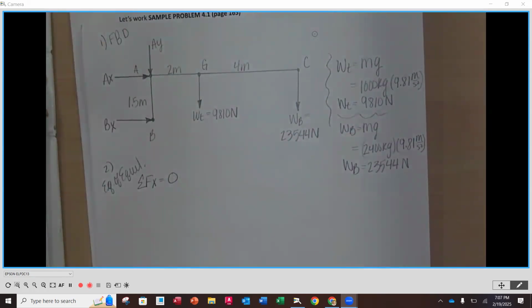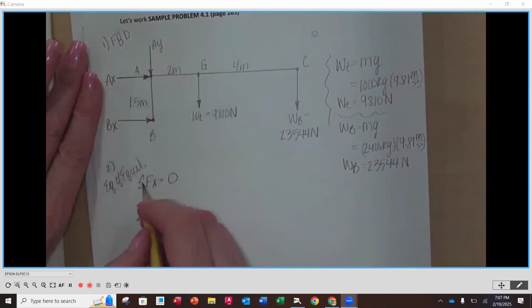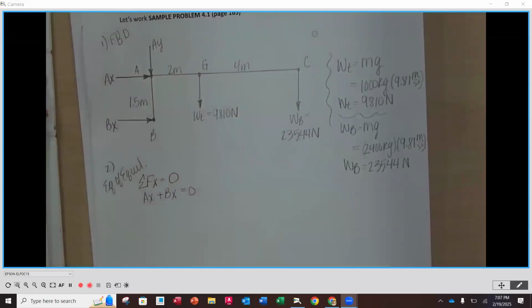Remember, you always have to tell me what you're going to do and then go down and do it. So as we look in the x direction, we have AX going positive plus BX going positive. Those are the only 2 forces in the x direction. Set them equal to 0, right? That's as far as we can go. That's no problem. We can always come back.